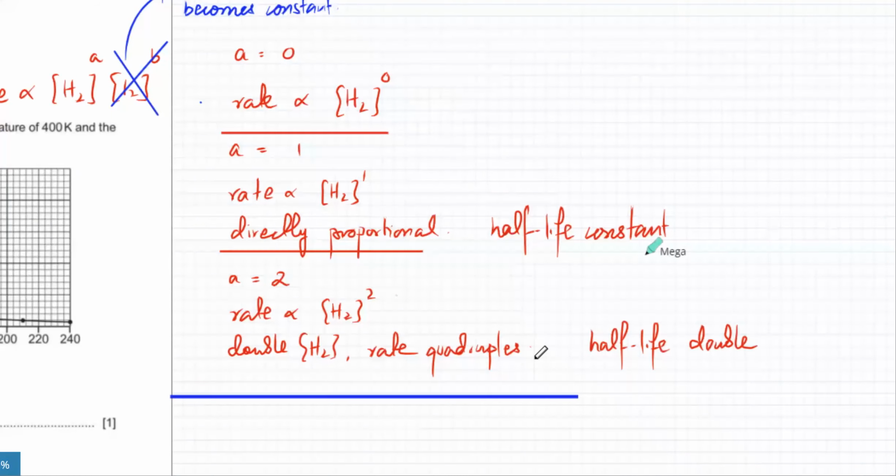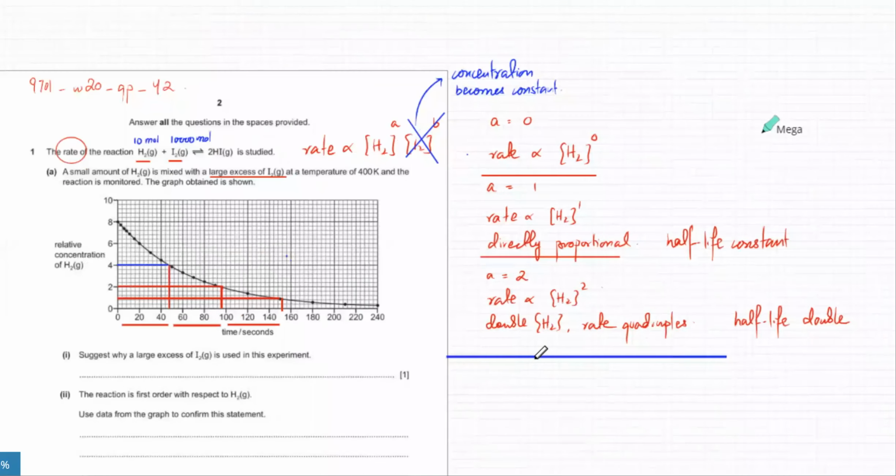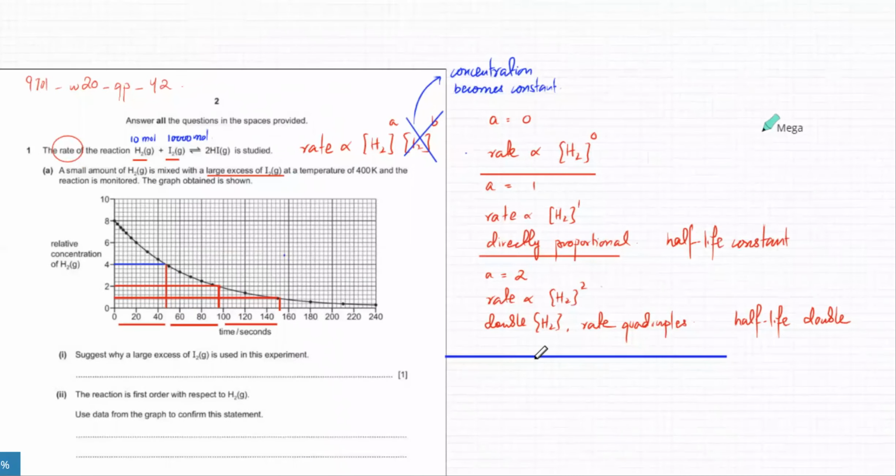And in the first one, the graph should have been a straight line. In the first one, the reaction would not have slowed down. It would just have continued in a straight line. And if you talk about half-life, in the first one, the half-life would be consistently halved.